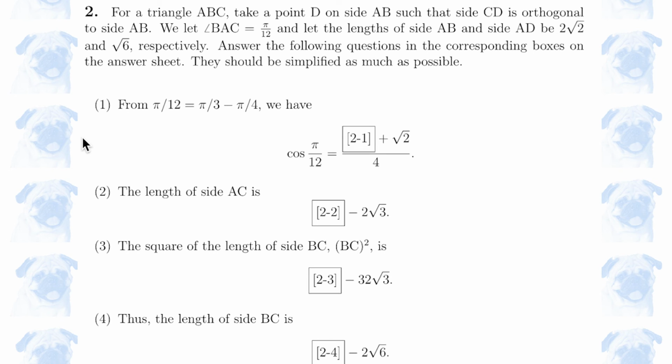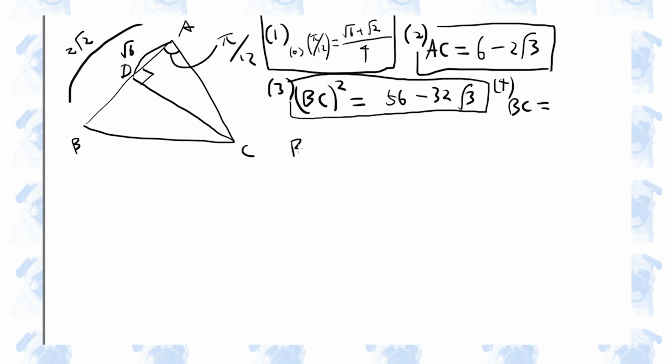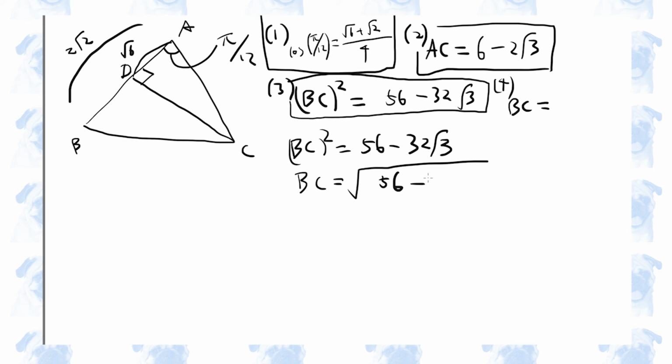In the final part of section 2, we need to find the length of BC. From part 3, we know that BC squared is 56 minus 32 root 3. Therefore, BC is root of 56 minus 32 root 3.